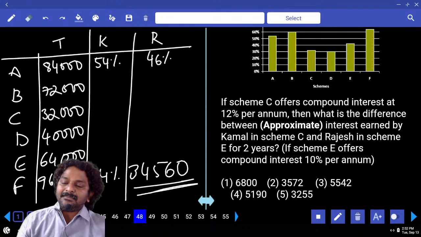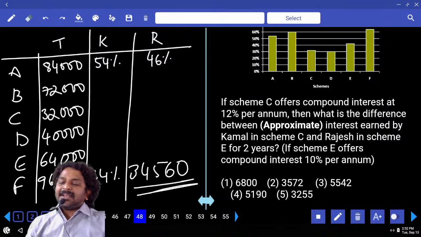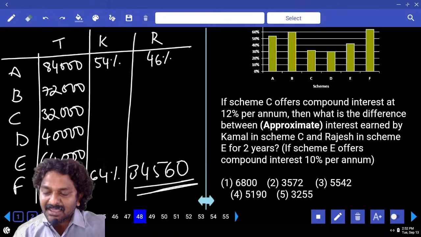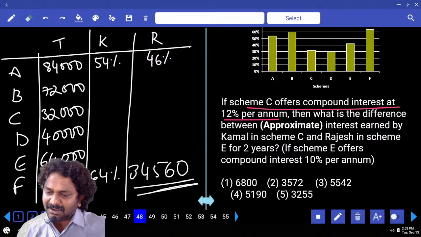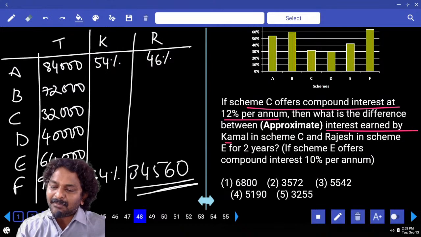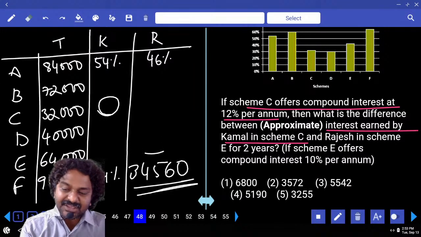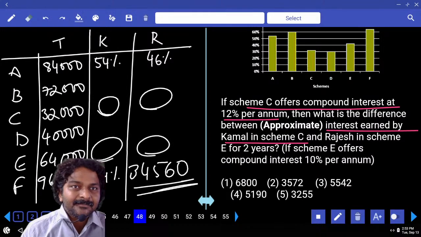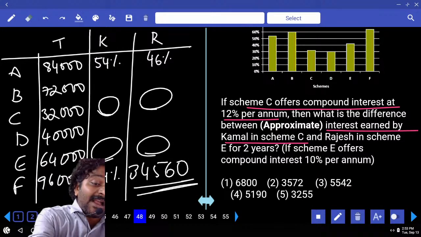Next. If scheme C offers compound interest at 12% per annum, and scheme E offers compound interest at 10% per annum, then what is the difference between the interest earned by Kamal in scheme C and Rajesh in scheme E for 2 years? We were asked to calculate the difference between interest earned by Kamal in scheme C and Rajesh in scheme E. To answer the previous question, you already calculated these numbers, so you can reuse the data.